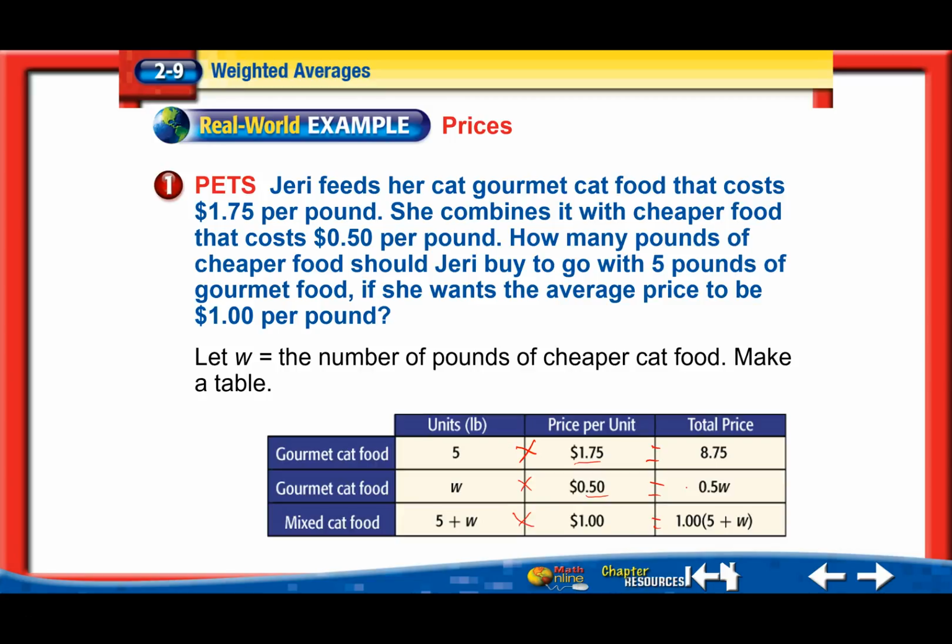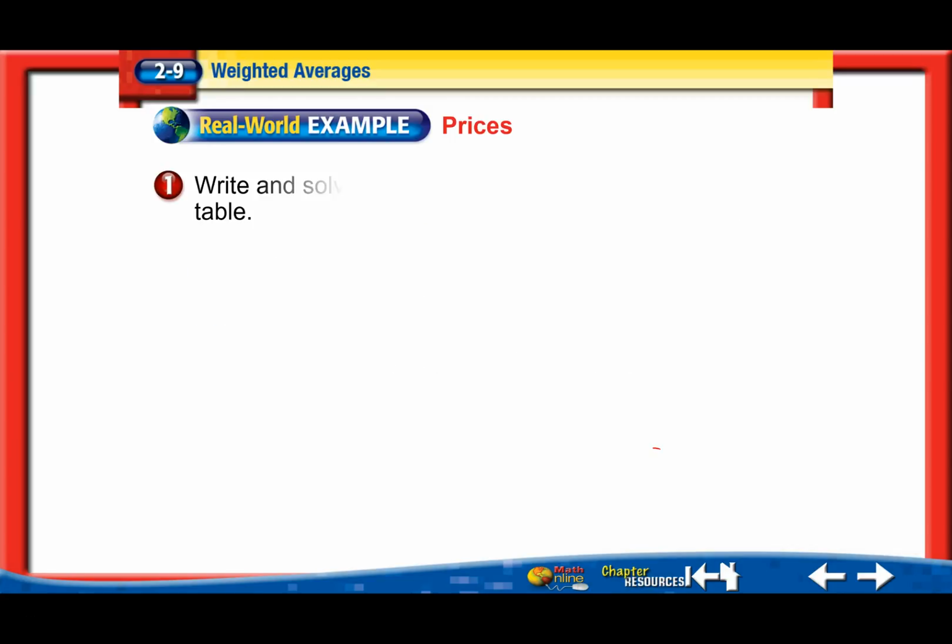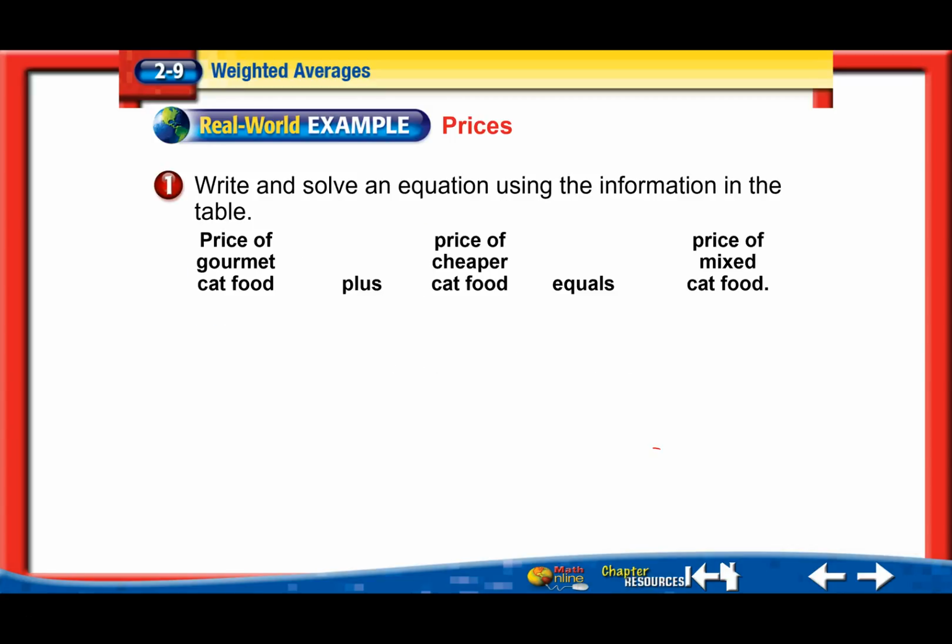Well, we put that into a problem then. So we say this one plus this one equals this one. So the price of the gourmet cat food plus the cheaper cat food equals the price of the mixed food. So after we multiplied the number by 5, multiplied that by the weight, the desired price times however much we have and how much we need to get.